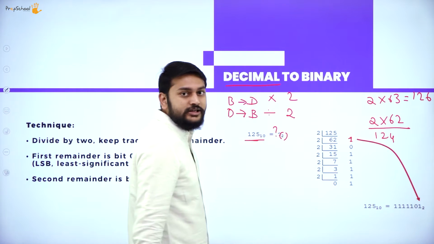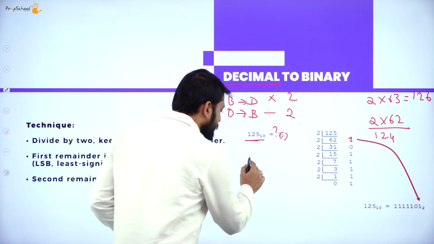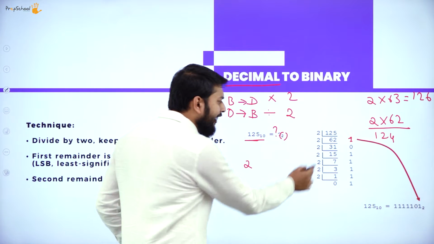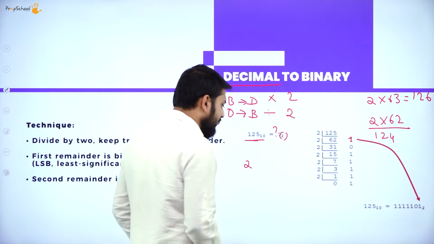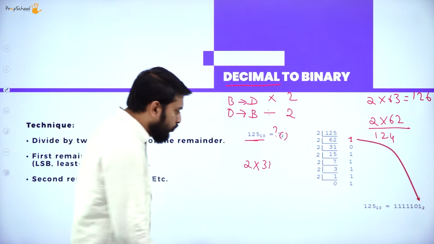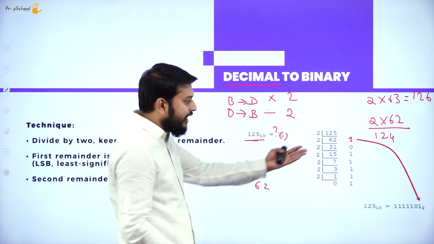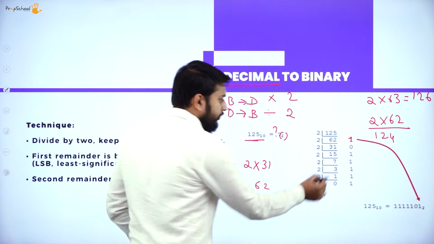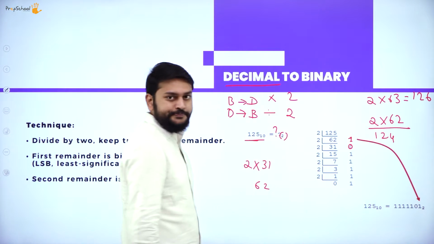So I need to divide this number 62. How do I divide with the help of 2? I have 31, I've taken it already. I'm just showing you. If you perform 2 into 31, you will get 62, so it's completely dividing. The remainder is 0. I'm writing 31.